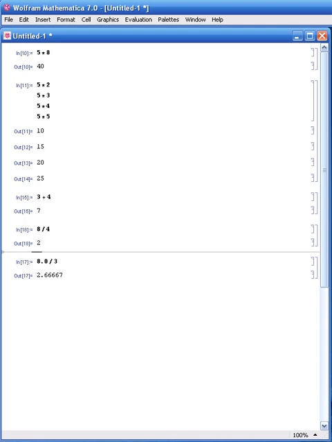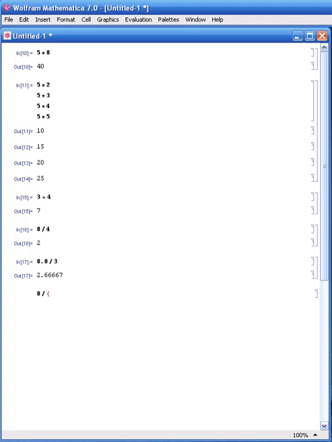Mathematica also does multiple bits of arithmetic together. So suppose we wanted 8 divided by 4 plus 3. Whatever the answer to 4 plus 3 is, we wanted that to divide into the 8. Well, most typically in mathematics the way we write that down is 8 divided by 4 plus 3 in parentheses.